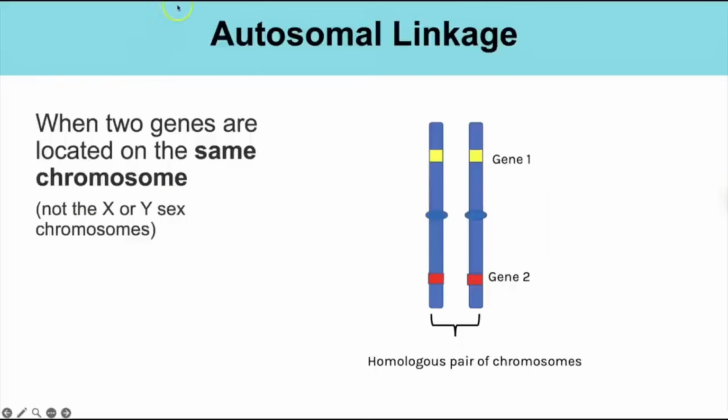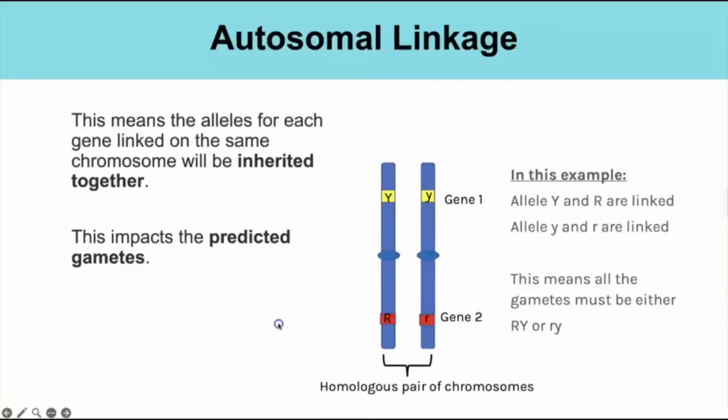So autosomal linkage, this is when we have 2 different genes located on the same chromosome. And as a result, they have to be inherited together. So it's going to impact the gamete predictions, because I'm using the same example here. The 2 Ps, heterozygous for both genes, the capital R, lowercase r, capital Y, lowercase y. But now we're imagining that there's autosomal linkage. So we've got gene 2, which was for shape, gene 1 is for colour.